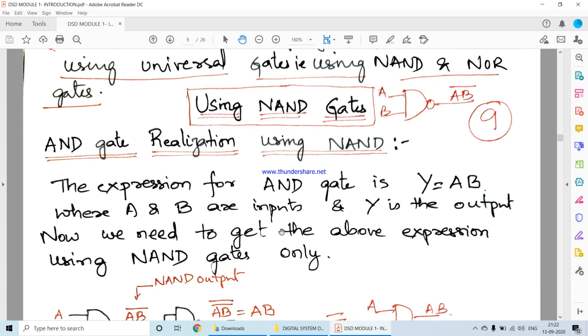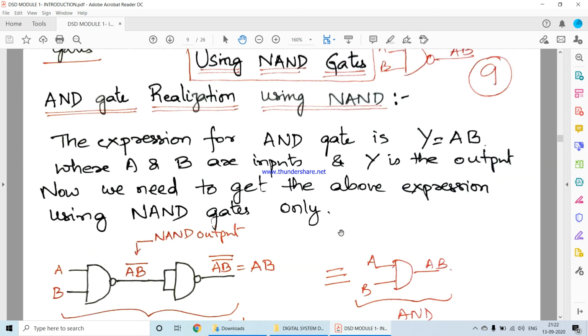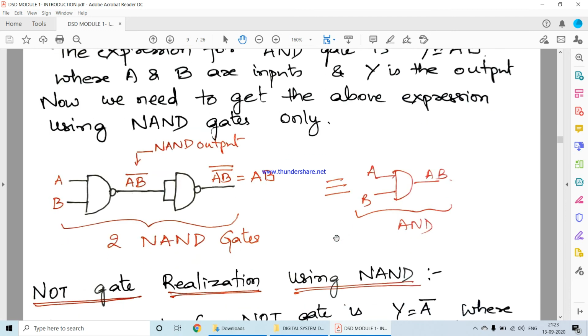First, let us see how the NAND gate is used to realize the AND gate. We all know that the AND gate output is y equals a into b, so the expression for the AND gate is a into b. Now we'll see how this expression can be obtained using a NAND gate. You can see the diagram here. Normally when you give two inputs A and B to the NAND gate, the output will always be AB bar, right? The bar will be there.